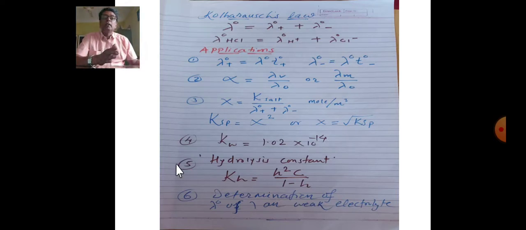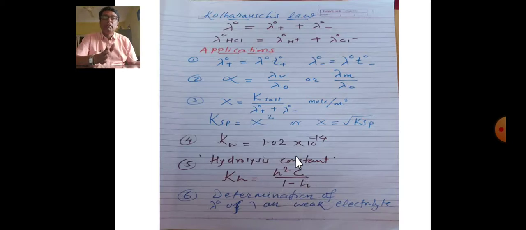Fifth application: we have already seen how to calculate the hydrolysis constant. Its value Kh is equal to h square into C divided by 1 minus h. So the hydrolysis constant is Kh, and h here is called the degree of hydrolysis. C is the concentration. So you know the concentration and the degree of hydrolysis.